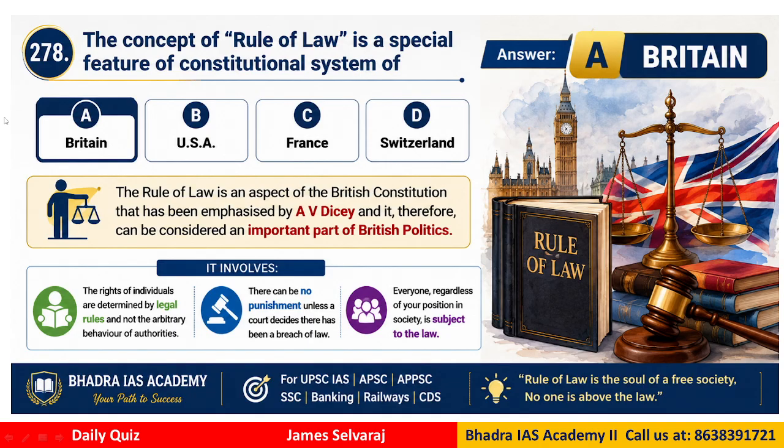Question number 278. The concept of rule of law is a special feature of the constitutional system from where? Is it Britain, USA, France or Switzerland? The rule of law is a special feature of Britain. It is an aspect of the British Constitution that has been emphasized and considered an important part of British politics as well. Now the rule of law is important everywhere. Today we are following the rule of law. It involves the rights of individuals that are determined by legal rules. There can be no punishment unless the court decides under some law. So the law becomes the foundation for all the punishments or rules.